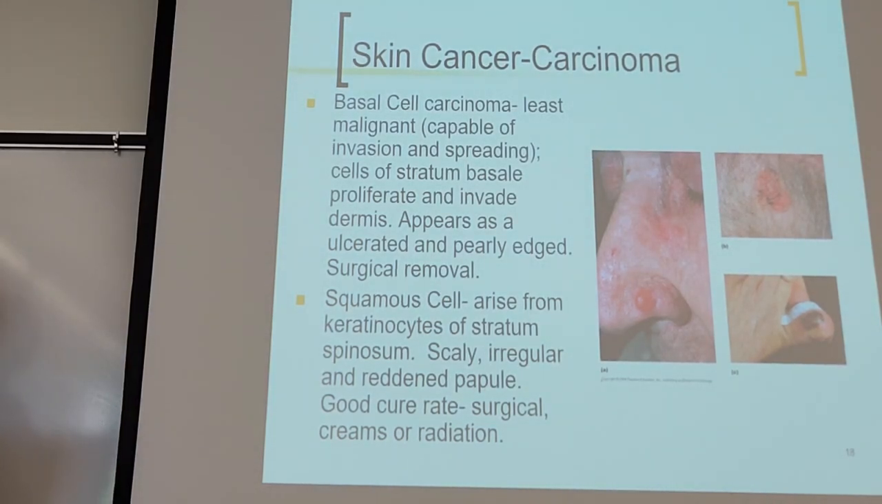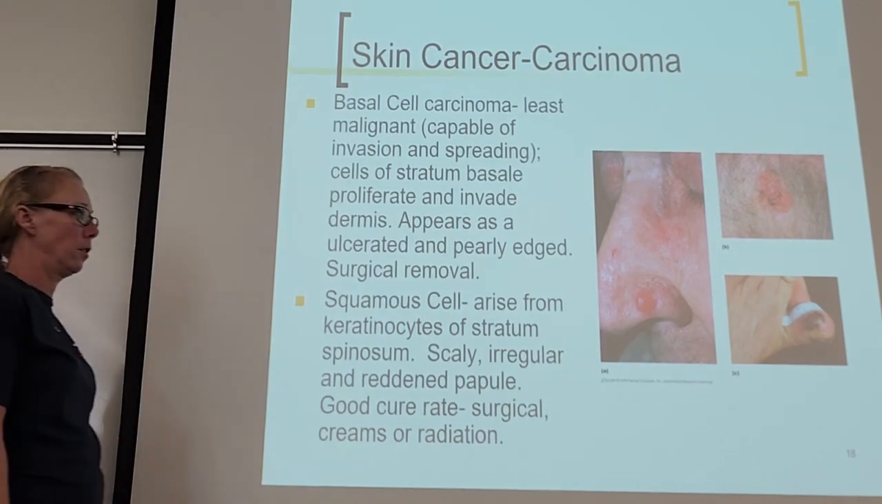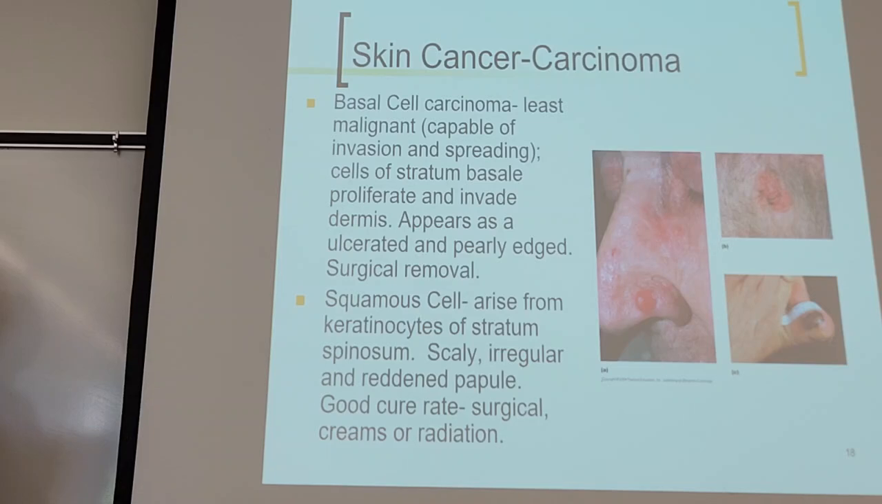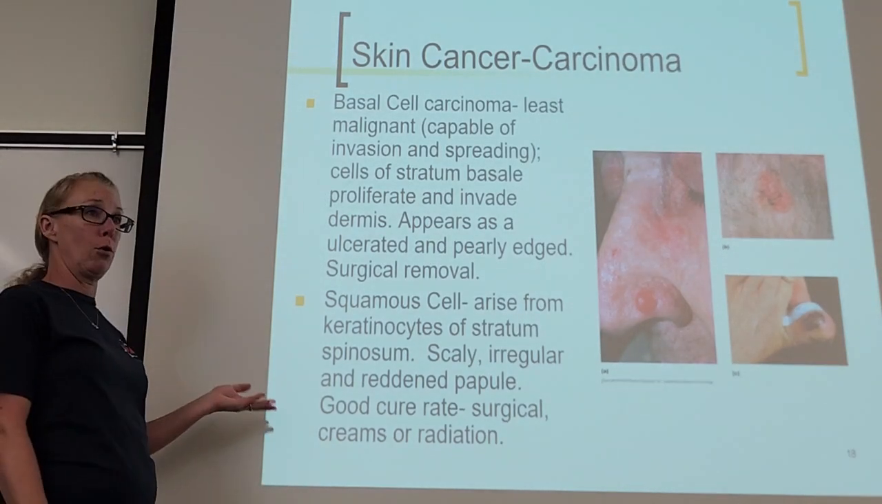Squamous cell is a little bit different. Again, it's just a different cell type. It doesn't matter, you don't have to memorize what layer of the skin each of them is from. Just know basal cell has the best prognosis. Squamous cell does too. So they'll scoop it out, check and see if all of the borders are clear, okay? They may recommend radiation or special creams.